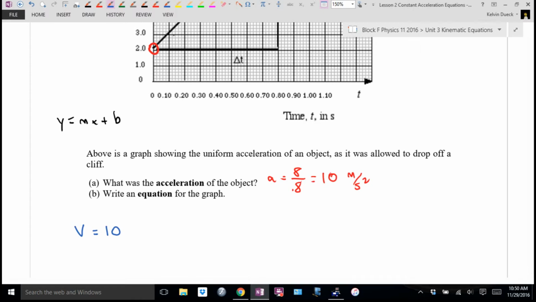What should I use instead of x on the x-axis? T, plus the y-intercept. You can just read it from the graph. 2.